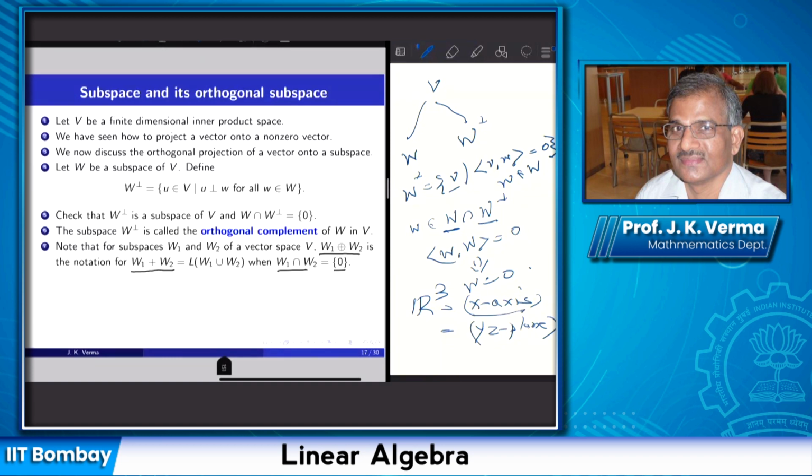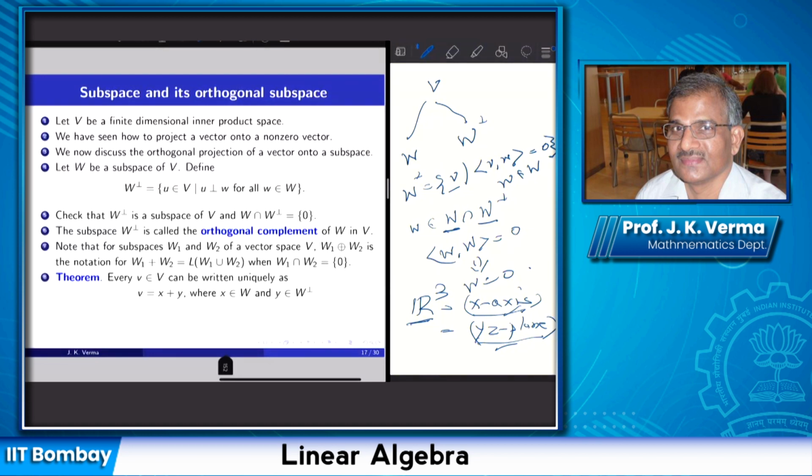The x-axis is 1-dimensional and the yz plane is 2-dimensional, and every vector in R3 is a sum of one vector in the direction of the x-axis and two vectors in the direction of the y and z axes. So every vector in R3 can be written as a sum of two vectors, one in the x-axis direction and one in the yz plane, but the intersection of the x-axis and the yz plane is only the 0 vector. So we say R3 is the direct sum of the x-axis and the yz plane. This is now generalized to arbitrary subspaces. Whenever two subspaces are such that their intersection is 0 and their sum is the whole space, we say that V is the direct sum of W1 and W2.